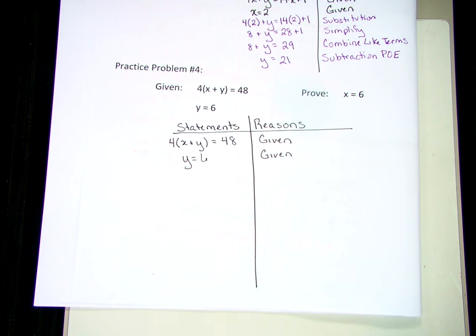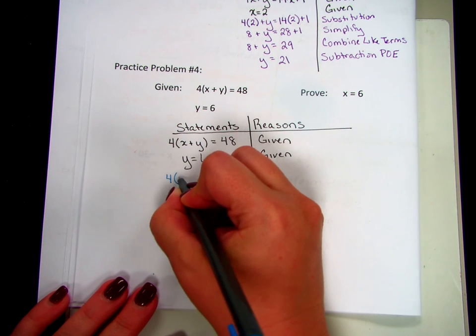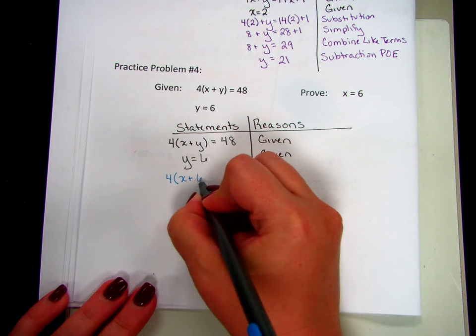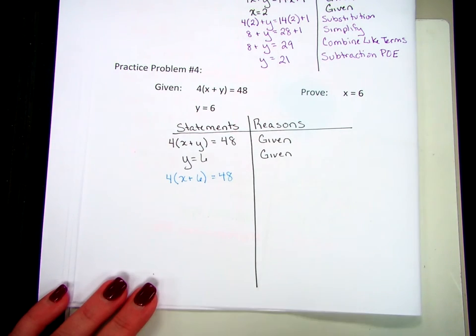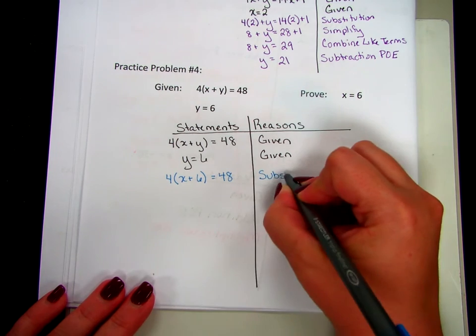All right, what do we want to do next? Okay, we'll substitute that y in for 6. So 4 times x plus y, y we know is 6, equals 48. And my reason is substitution.